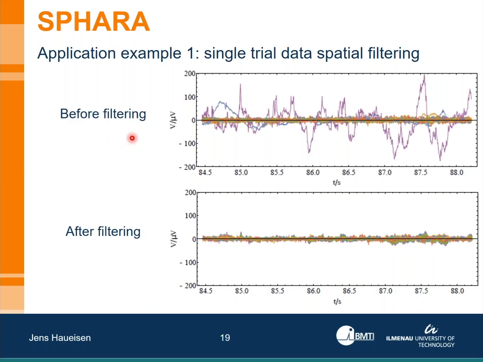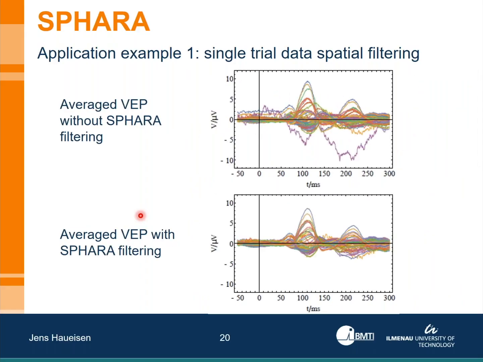The thing which you see here as an example on the upper trace is a single trial data set, actually single trial data from a visual evoked potential recording. And you see that we have some noisy data here. After the spatial filtering, time step by time step, we have this filter result down here. So it takes away quite a bit of the noisy data, as you can see here.